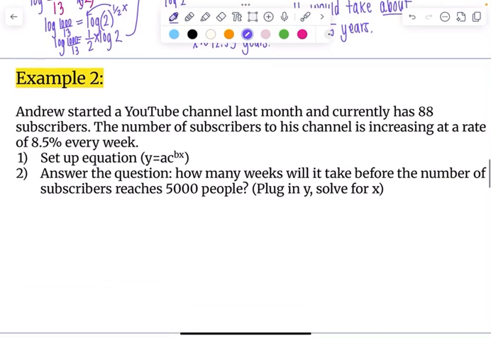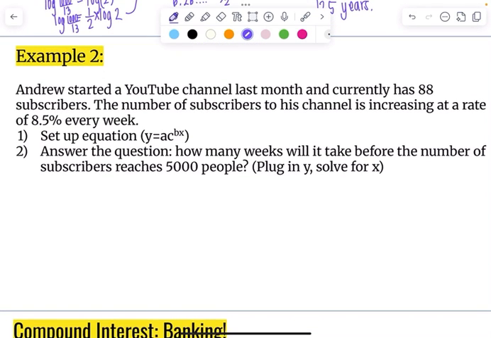We're going to do a second example that's very similar, but now we have a percentage. So the C value, we're going to represent it still as a decimal and a multiplication factor, but I want to make sure we understand the difference between a growth and a decay rate. So Andrew started a YouTube channel last month and currently has 88 subscribers. Currently has, that's our A value. The number of subscribers to his channel is increasing at a rate of 8.5% every week.